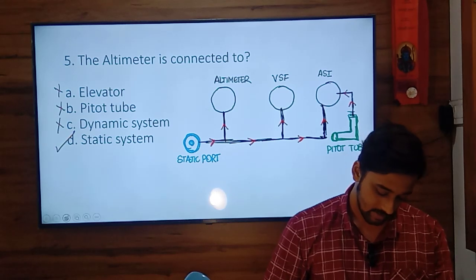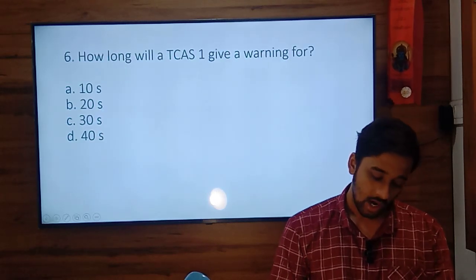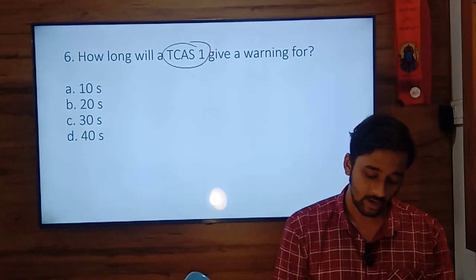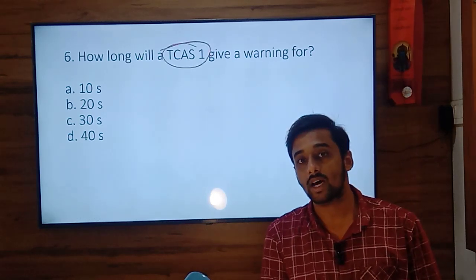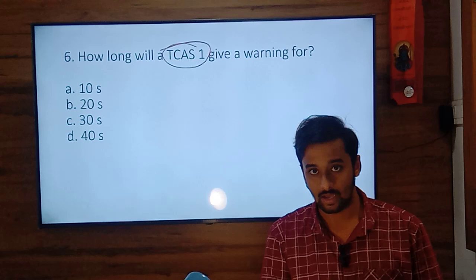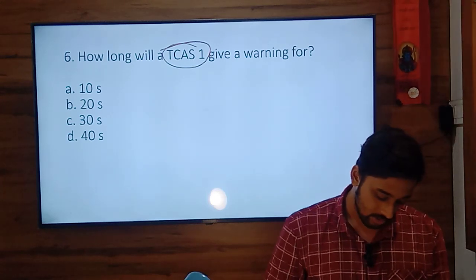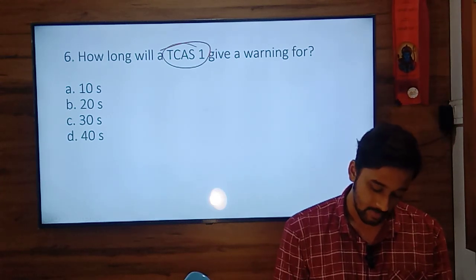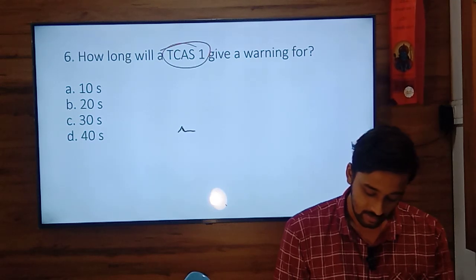Question number 6. How long will a TCAS 1 give a warning for? Now TCAS is the traffic collision avoidance system. Now let's say this is your aircraft.